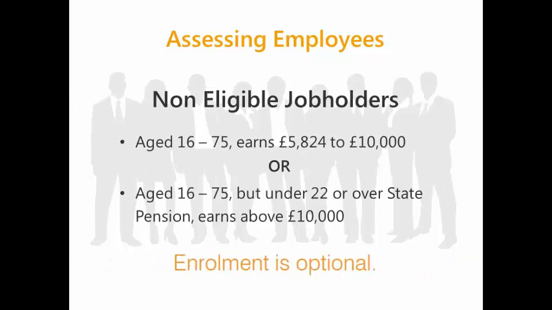What are non-eligible job holders? They are those who are aged between 16 and 75 and earn over £5,824 and up to £10,000, or are aged between 16 and 75 but they're under 22 or over state pension age and earn over the actual threshold of £10,000. Non-eligible job holders will not be automatically enrolled into their employer's pension scheme. However, they may ask to be enrolled. If this is the case, the employer must also contribute to the pension scheme.